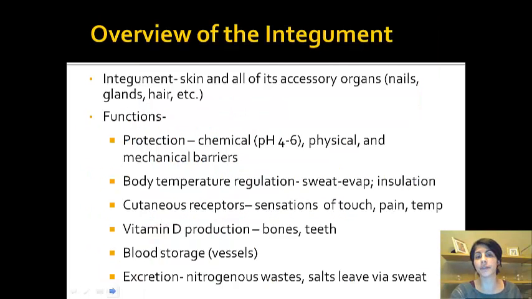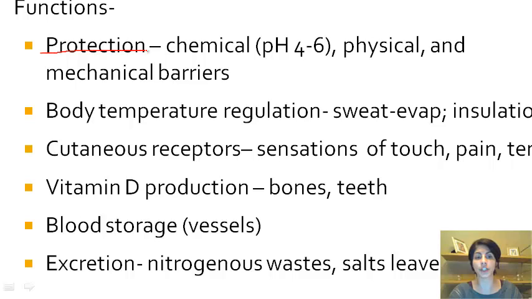The integument is defined as skin and all of its accessory organs, like nails, glands, and hair. The integument has different functions. One of them is protection, and this is done through chemical means, so having a low pH about 4 to 6, and also physical and mechanical means. So that means that nothing can cross skin as a barrier, or the integument as a barrier. Or hardly anything can, actually.